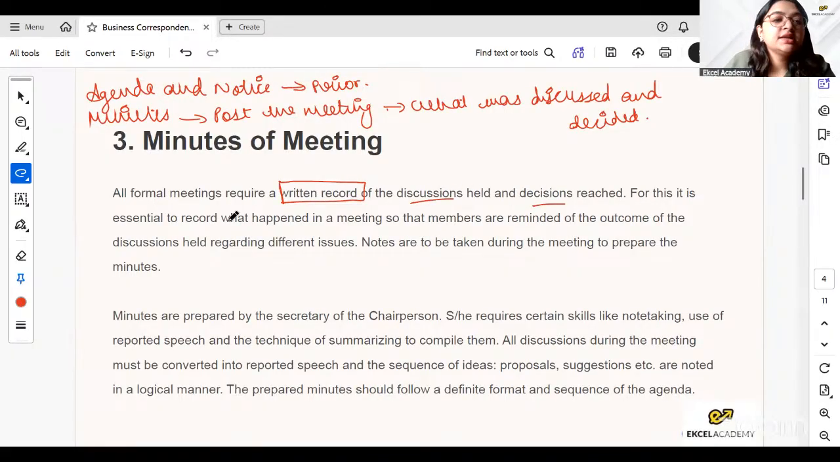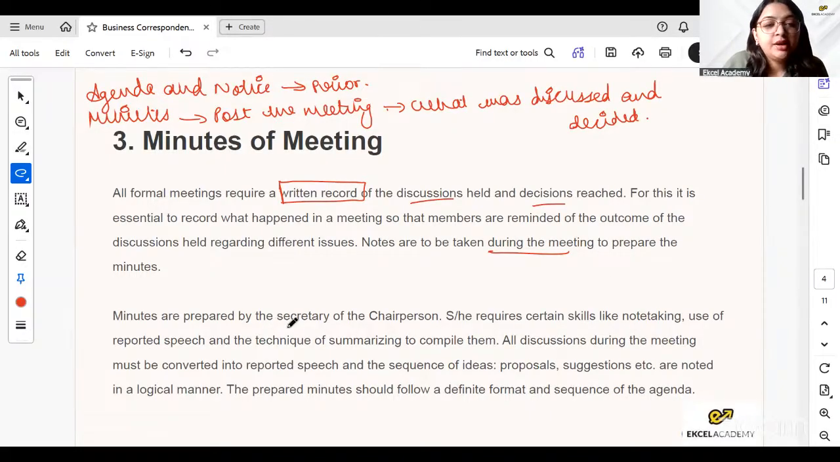For this, it is essential to record what happened in the meeting so that the members are reminded of the outcome, right? Now, let's say, for example, you had your meeting today. In the next 15 days, your secretary has prepared your minutes. In that case, it may not seem that important, but let's say 4 years down the line, you want to refer to what happened in today's meeting. That is when your minutes of the meeting will come into picture, right? Notes are to be taken during the meeting to prepare the minutes to make sure that none of the points are actually missed out, right?